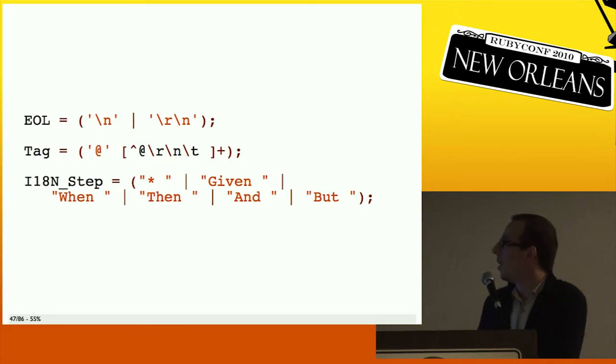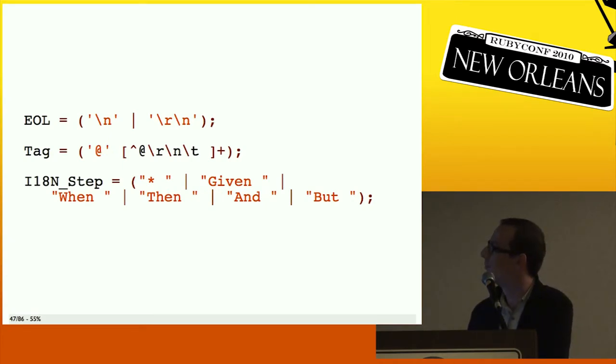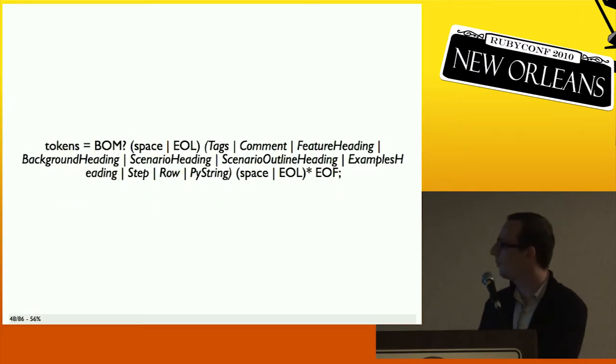So now we can look at a little bit of what you can do as you start combining things. These are simplified a little bit because we're handling a little more in Gherkin itself, but basically, end of line is a newline or a carriage return and newline. Tags are ampersands followed by anything that's not an ampersand or space. A step is a keyword followed by a space. Tokens: this is the final line of the Gherkin lexer. Here are all the optional things that we can find and detect, and we can specify the entire thing using these submachines.